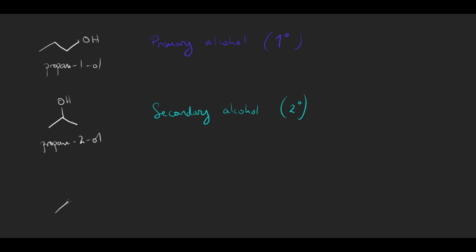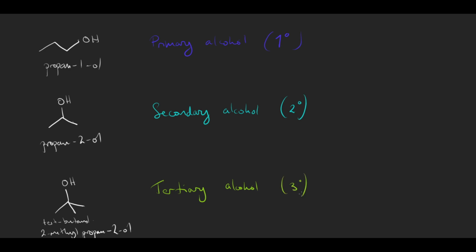And then if I have another alcohol here, and I have this, which we would probably call tert-butanol, or we could call it 2-methylpropan-2-ol, is the IUPAC name. And this one is a tertiary, meaning 3 alcohol, and we use 3 in a little circle.